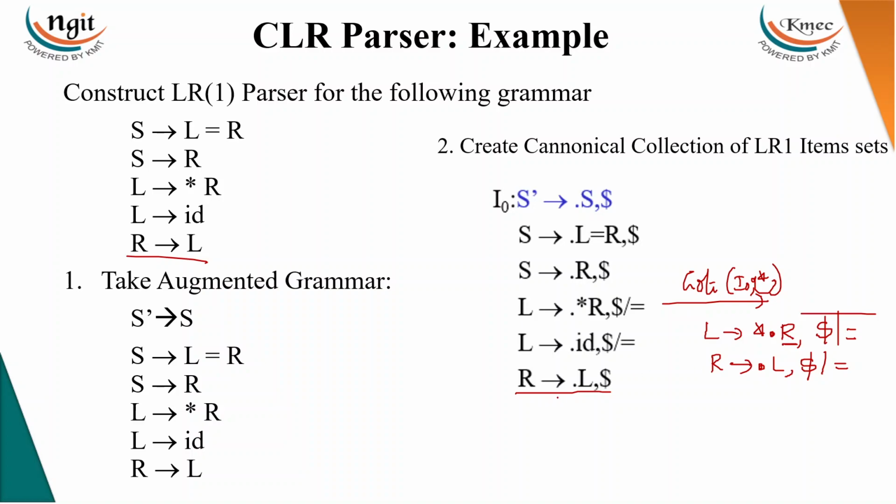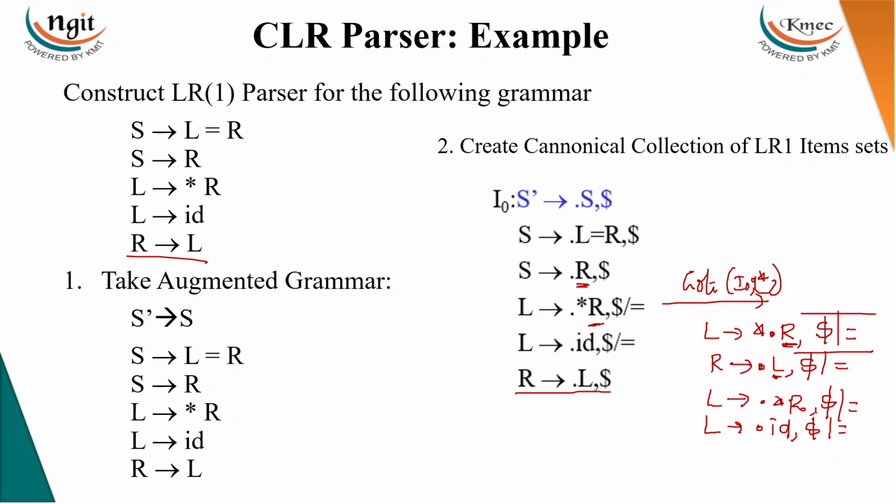Guys, earlier for R tends to dot L we have dollar because I had added for that R. But now I'm adding for this R, right? So first of dollar equal is dollar equal. Same way L. For the L, again add all the productions of L. So what is that? Dot star R and L tends to dot ID. Now for this L I'm adding it. The first of remaining symbols is dollar R equal, dollar R equal.